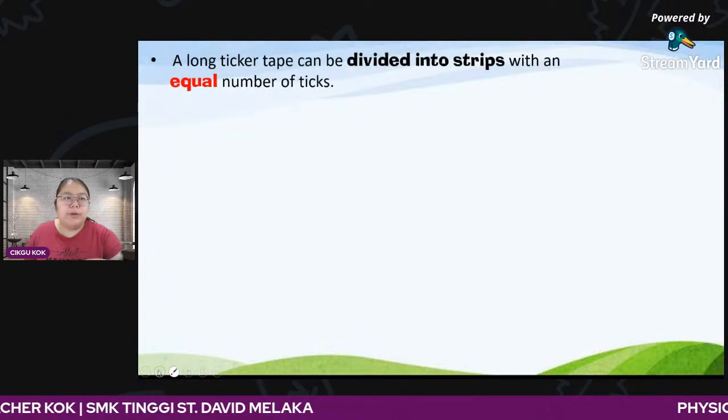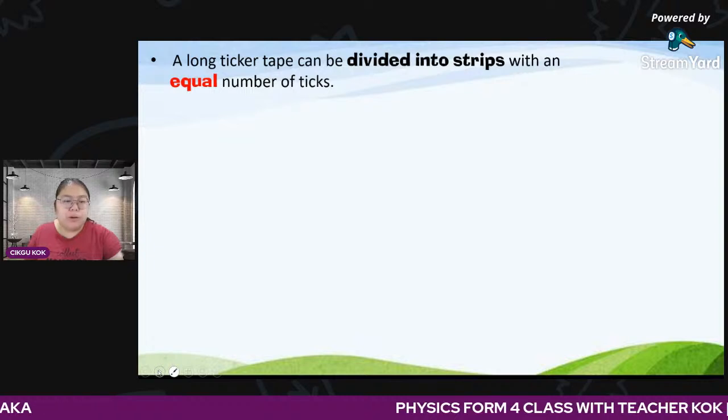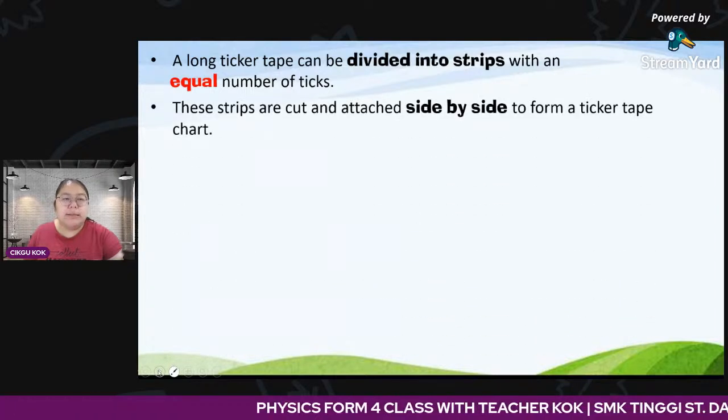Okay, so from here we can say a long ticker tape can be divided into strips with an equal number of ticks. This one strip can be cut.